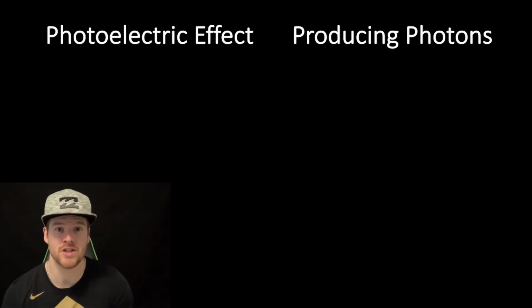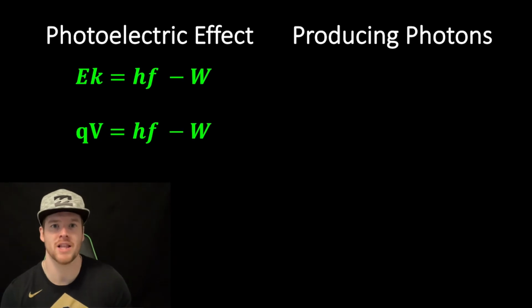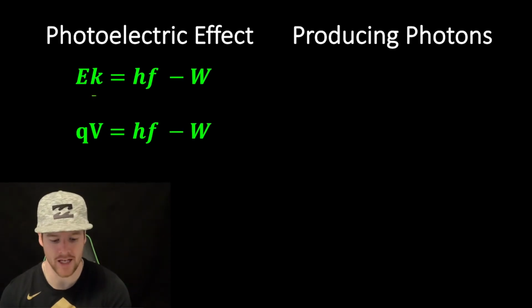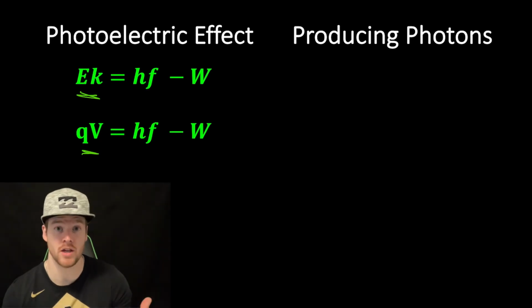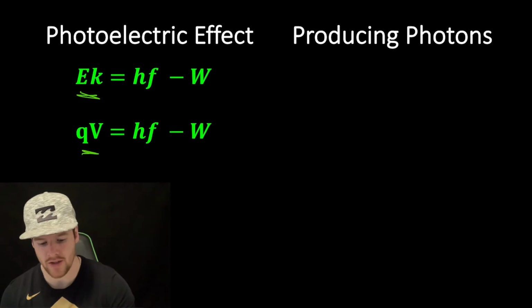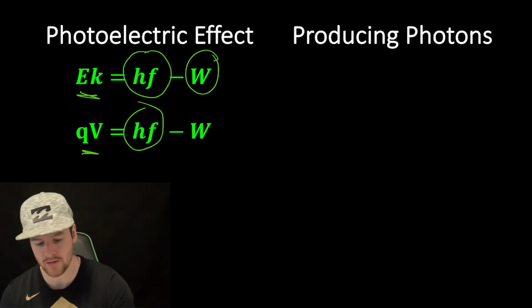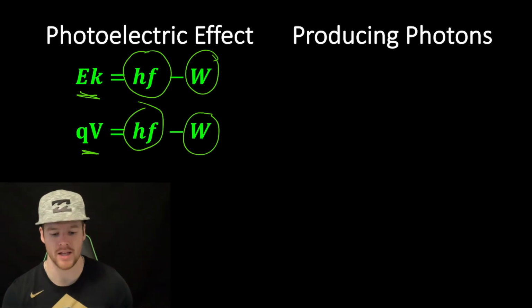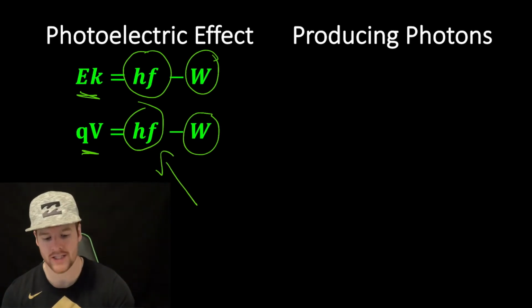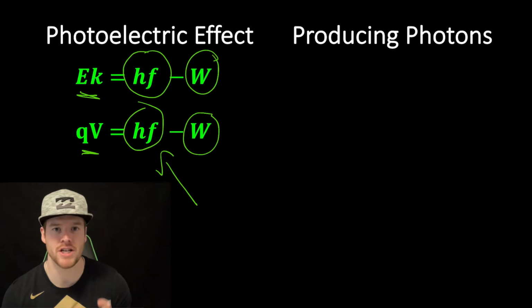So looking at the equations, we use these two for the photoelectric effect. And this said that the electron will have this much energy, either represented by EK or QV. We could use both of those formulas. That's the energy of the electron. It was based off the energy of the photon, that was hf, minus the work function, which is how much energy it takes to liberate that electron. We're going to be focusing right there on the energy of the photon.